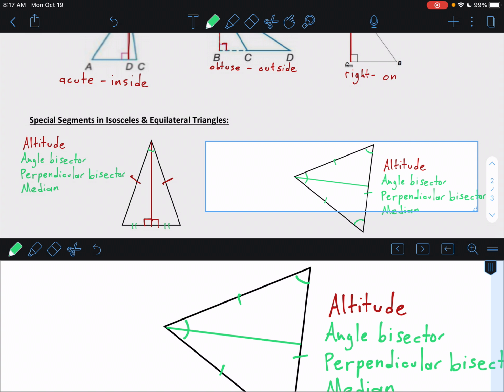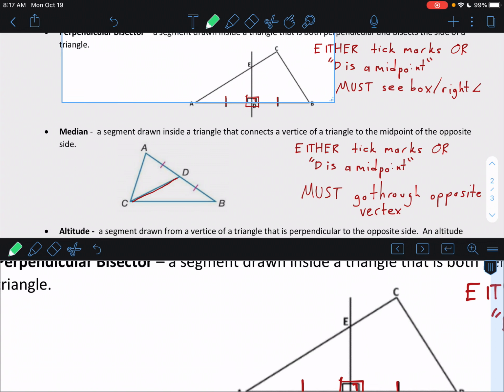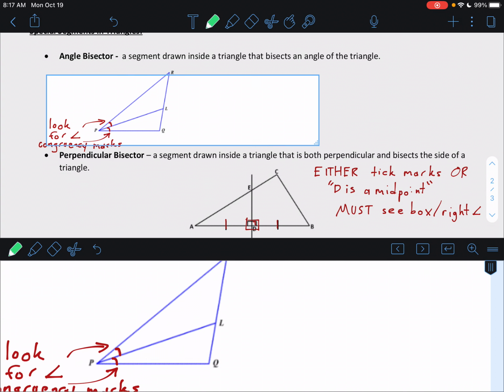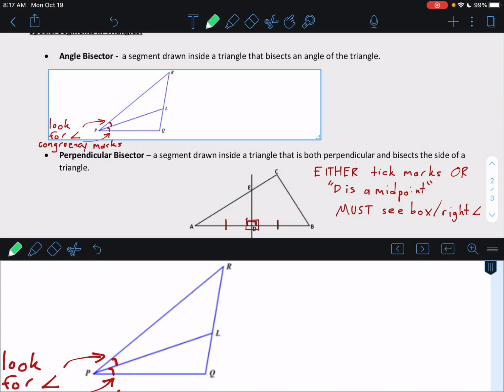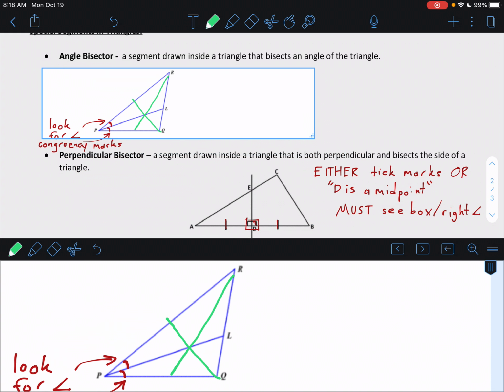Now, the last thing I would like to say about these before I set you guys free is that with these 4 types of special segments, you can draw 3 of them on any given triangle. Like with this one, I would be able to draw an angle bisector about there, and about there. One thing that's neat about all 4 of these is that when I draw all 3 on a certain triangle, they're all going to meet at the same point.